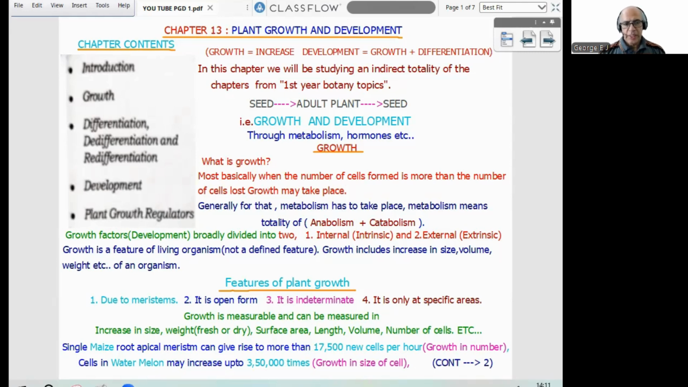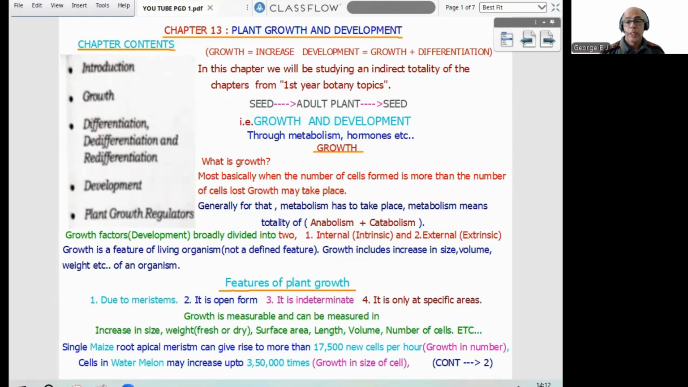In a broad sense, the growth factors concerned with development can be broadly divided into two: internal or intrinsic factors and external or extrinsic factors. And remember, growth is a feature of living organisms, but it is not a defining feature. It is in living organisms, but not a defining feature. Growth includes increase in size, volume, weight, all of this comes under growth. I think the first part is clear.